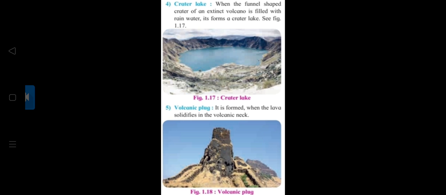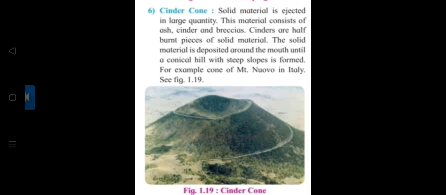Volcanic plug. It is formed when the lava solidifies in the volcanic neck. This is another one, volcanic plug. It is formed when the lava solidifies in the volcanic neck. Cinder cone. Solid material is ejected in large quantity. This material consists of ash, cinder, and breccias. Breccias, as we already know, are small sized solid particles called ash.